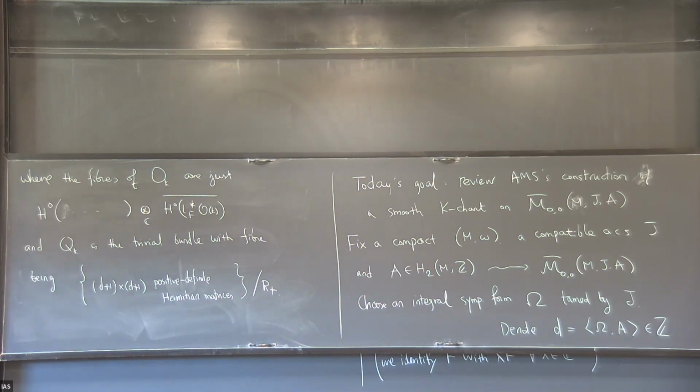The Q factor is just this, as a set, a space of (D+1) times (D+1) positive definite Hermitian matrices modulo scalar multiplication by a positive real number. It's not a vector space, but near the identity matrix, you can view it as something like a vector space, using the exponential map of Hermitian matrices.